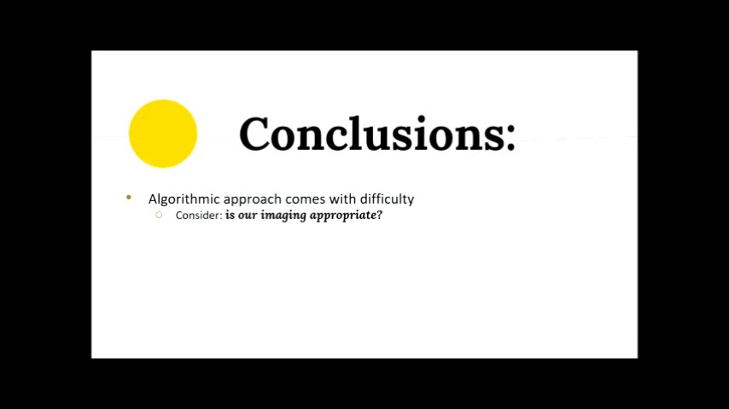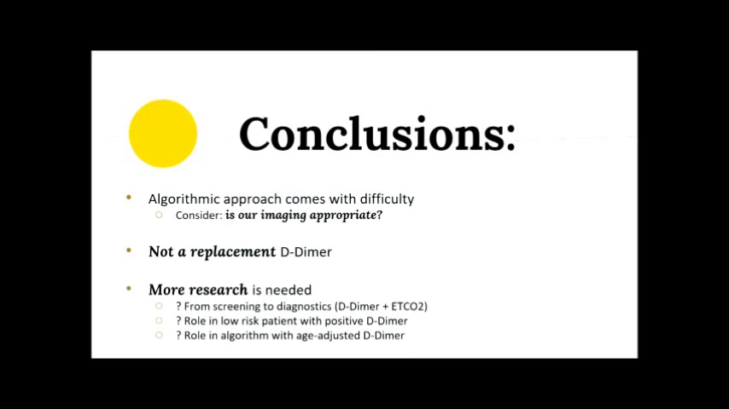And we need to continually consider is our algorithm appropriate, and is our imaging selection appropriate? It is definitely not a replacement for the D-dimer. And overall, it's something that's interesting, but more research needs to be had. Will it move from a screening to diagnostic test? Likely not. Is there a role of end-tidal CO2 in the positive D-dimer patient? That would be interesting. And how does this all fit in with what our current algorithm is with an age-adjusted D-dimer? That's not something that was studied at this time. So overall, I would say that this one is a work in progress.